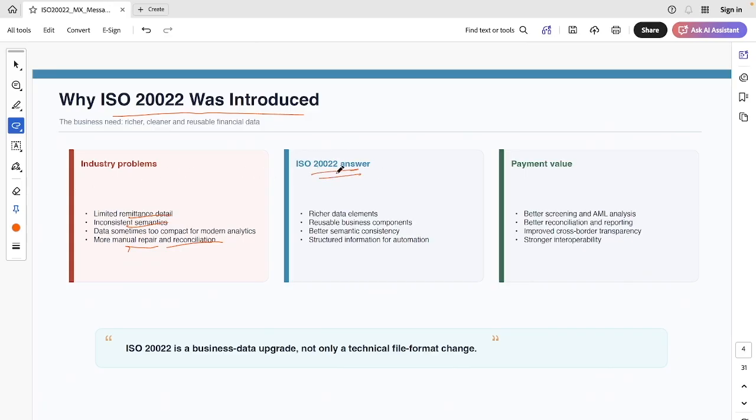ISO 20022 answers these issues by providing structured information, reusable data components, better support for screening, improved reporting, stronger interoperability, and better cross-border transparency. So ISO 20022 is not just a technical file format change; it's a business upgrade, right? It is about better quality data flowing through the payment chain.